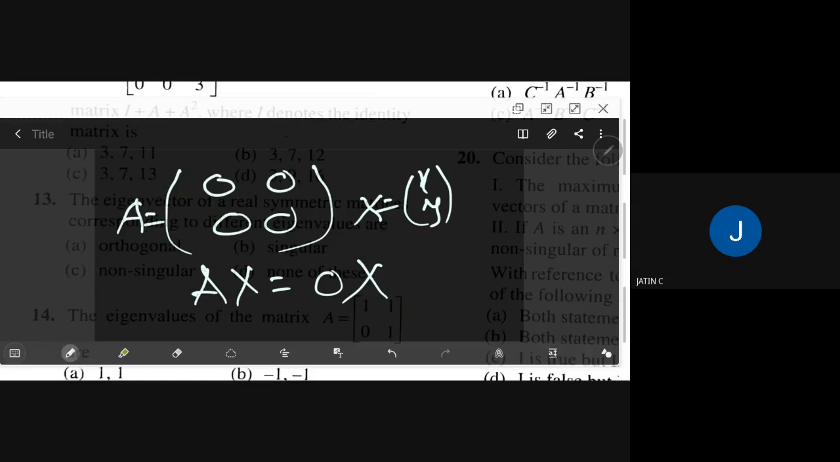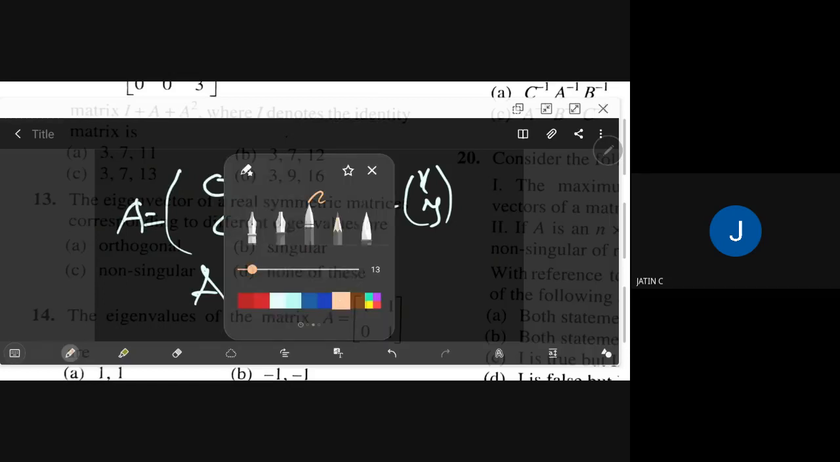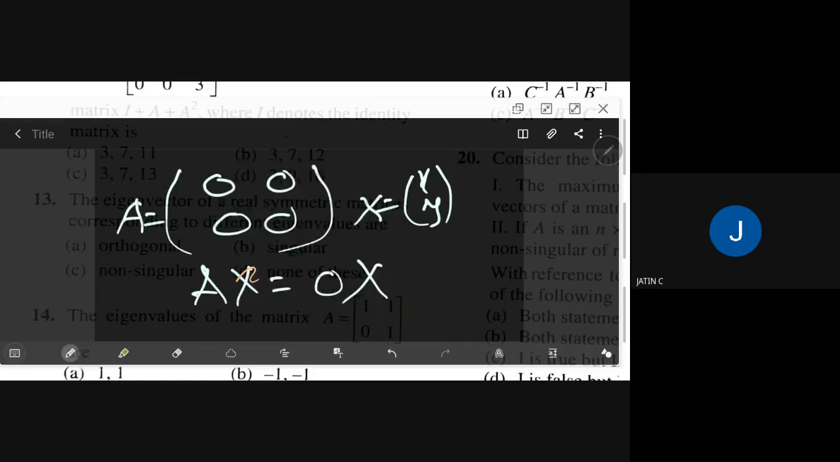A into x, what is A into x? I am talking about the left hand side. You compute Ax. If you compute Ax, you are getting 0, 0, and the right hand side is also 0, 0. So for any choice of (x, y), it is becoming an eigenvector.